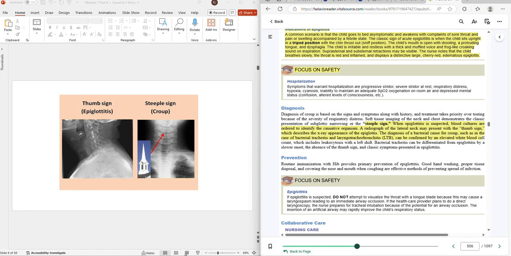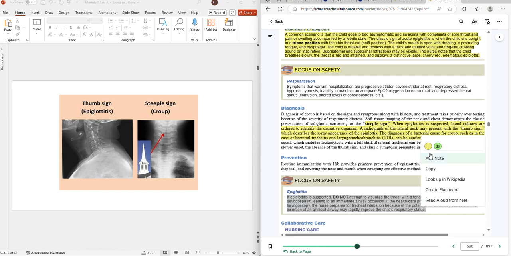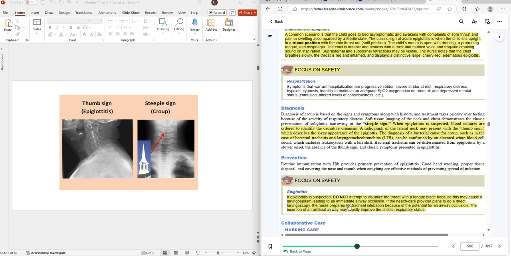Then our focus on safety. Another Wink and Lollipop. You never, ever, ever try to intubate somebody with epiglottitis, okay? Wink and Lollipop. No tracheal intubation, okay? It can occlude that airway. So do not attempt to visualize the throat with a tongue blade, okay? It can cause a laryngospasm, and you can cut off their airway, and we do not need to do that.